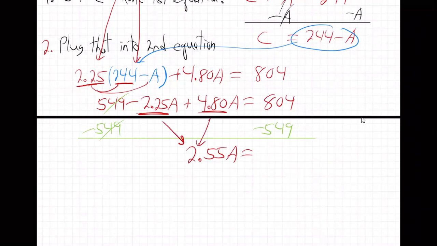I don't know if that made any sense. I just take 4.80A and take away 2.25A. Just subtract that on your calculator. And 2.55A equals, and then subtract those two: 804 minus 549. I'm getting 255, that's convenient. And then divide by the 2.55. Boom, A will equal 100. So A is 100, so 100 adults.